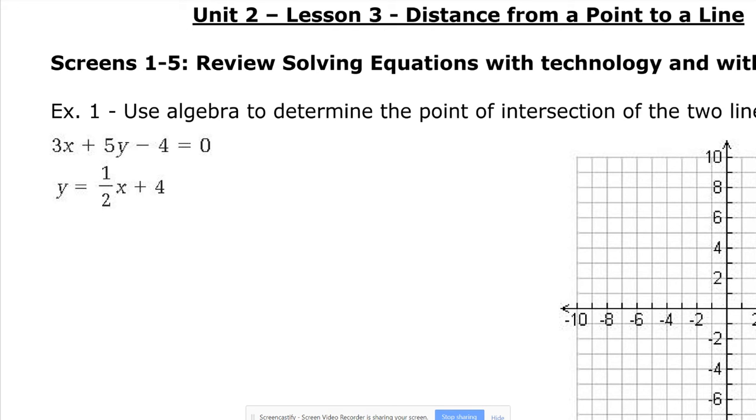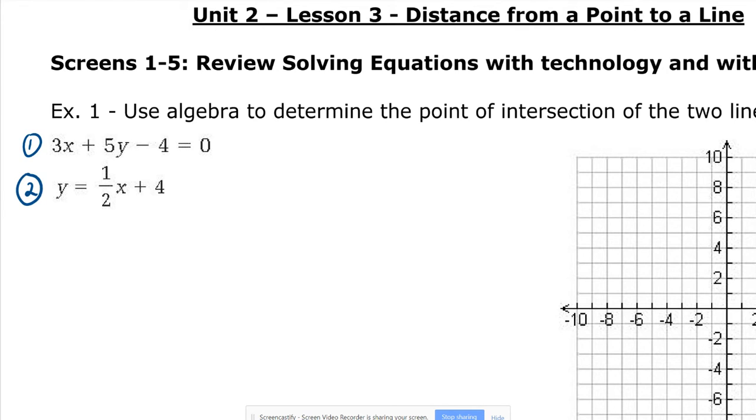Okay, so let's look at Unit 2, Lesson 3, the distance from a point to a line. And before doing so, I'm going to start with a little bit of a review of how to find the point of intersection of two lines, which we will need for this lesson. So here I have two equations. Here's equation 1 and here's equation 2. I need to find the point of intersection.